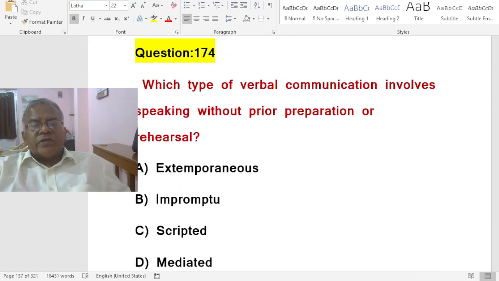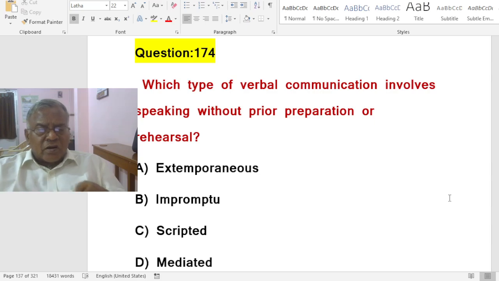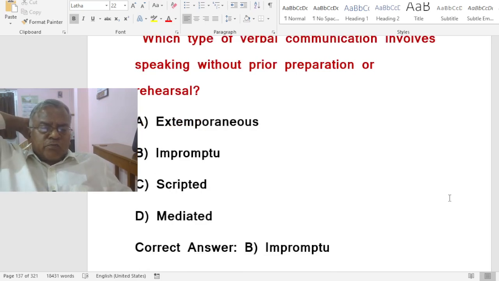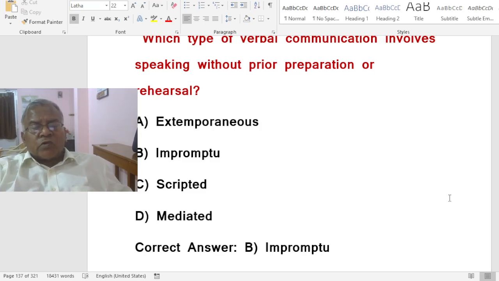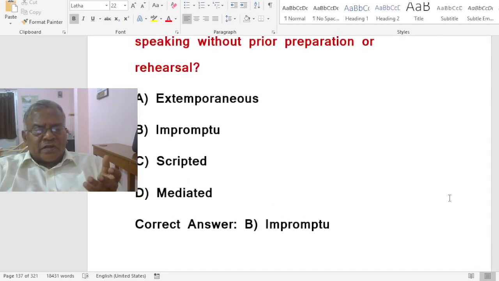Which type of verbal communication involves speaking without prior preparation or rehearsal? There is a particular word, extemporaneous. That is extemporaneous, impromptu, scripted, mediated. So, which type of verbal communication involves speaking without prior preparation or rehearsal? That is impromptu. Impromptu. These are words clearly.